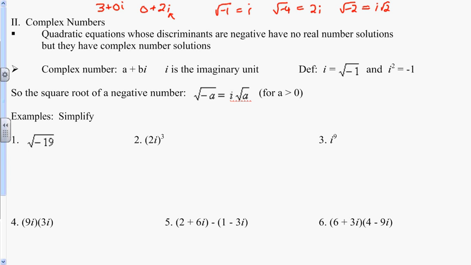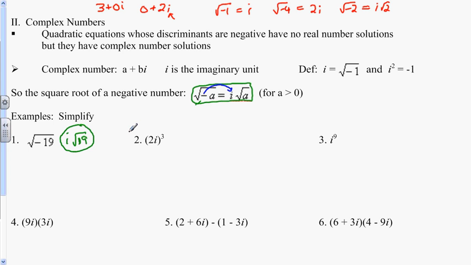So if we look at our examples here, number 1, we have a negative in there, so we're going to have an i. 19 we cannot root or simplify, so this is our answer. That's what this says right here. The negative comes out as an i, and you keep whatever's in there underneath the root if you can't simplify it.